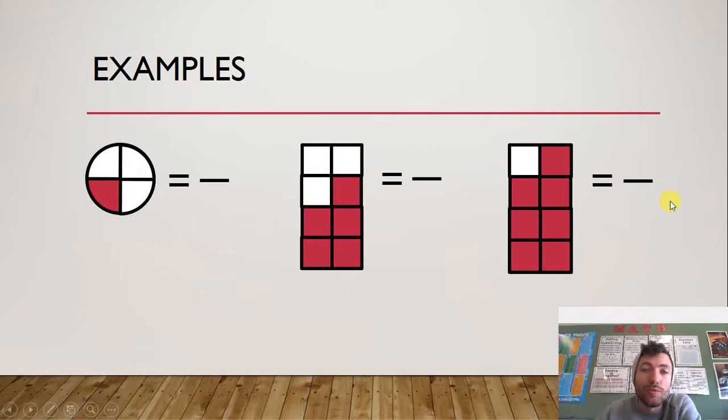So let's look at some more examples. Here we have the same shape, so we have 4 parts, but this time 1 is coloured in, so we're going to have 1 over 4 in total. Here we can see that there are 8 squares, and 5 are coloured in, so we're going to have 5 over 8, or 5/8. Here we still have 8 squares, but this time 7 are coloured in, so we're going to have 7/8, or 7 over 8. So that's just how we write the fractions.